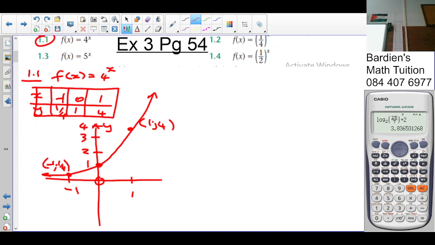Use your graph of f of x to draw the inverse function. So what do we do for the inverse function? We interchange x and y. So negative 1 and a quarter becomes a quarter and negative 1. 0 and 1 becomes 1 and 0. 1 and 4 becomes 4 and 1. So 1, 2, 3, 4 and 1.